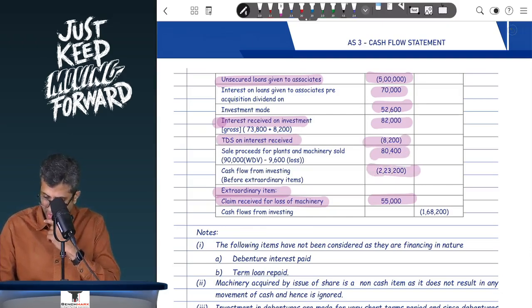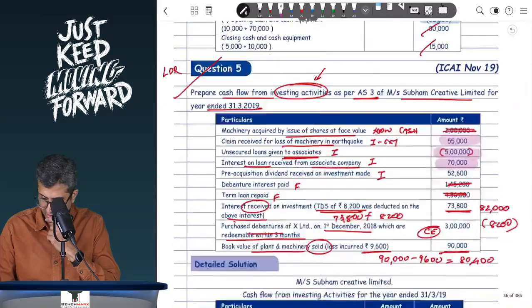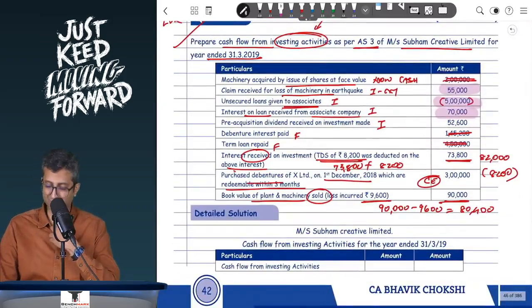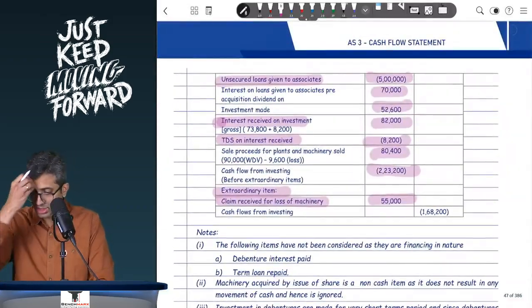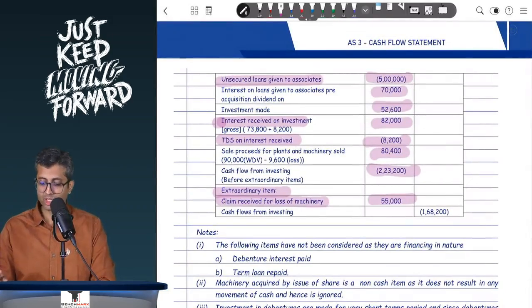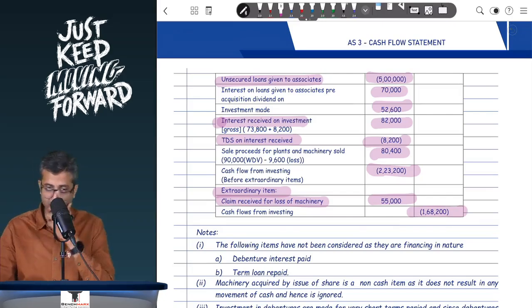Now other than that you are purchasing debentures, but we are treating this to be cash equivalents because they are within 3 months, and hence this will be your cash from investing before extraordinary items. You adjust extraordinary items and this will be your final item.